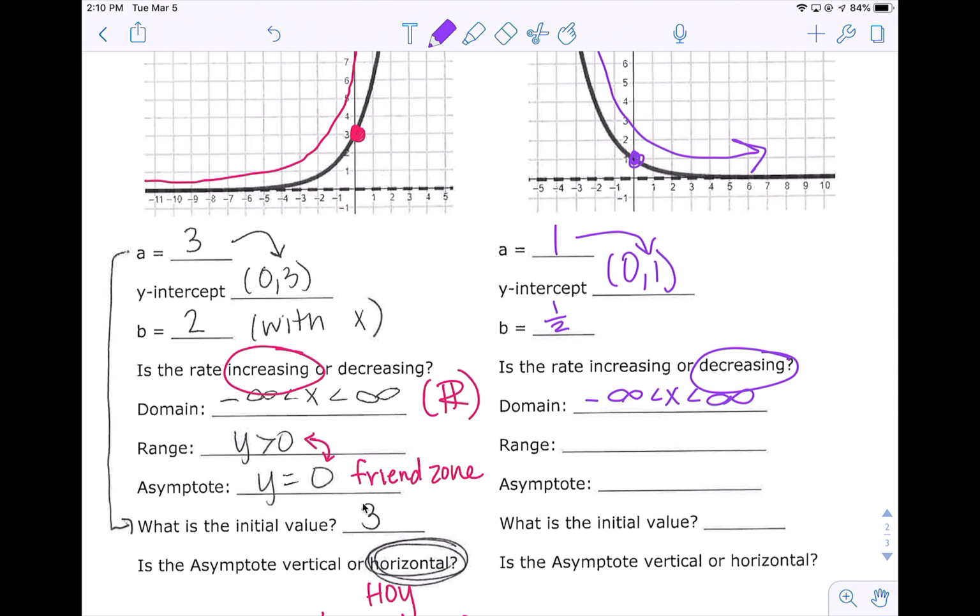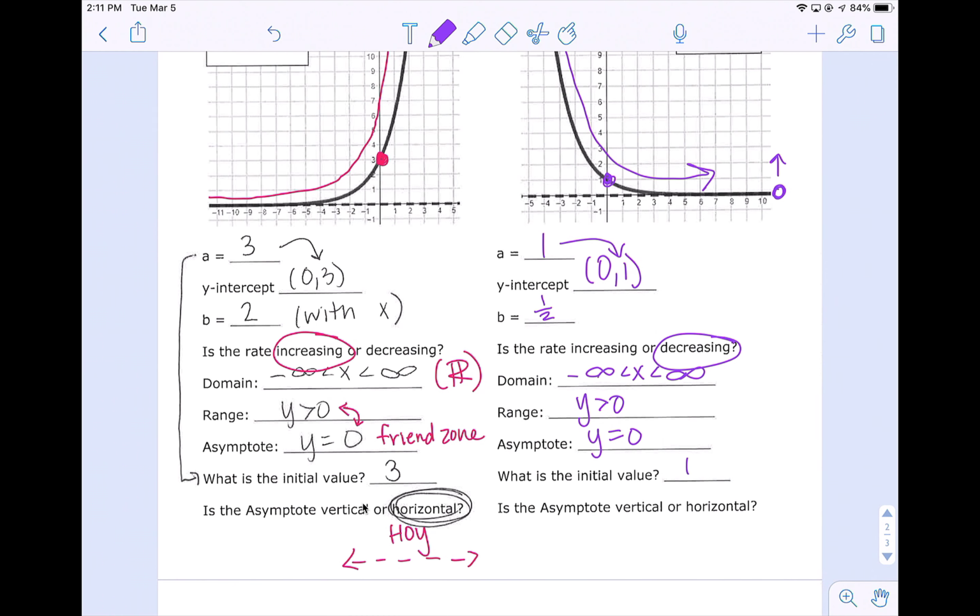And then my range, this gets really close to 0 and is going up, but remember it does not equal 0 because we have that asymptote, that friend zone, there. Okay. My initial value, a, is at 1, and the asymptote is always horizontal no matter what exponential problem you're looking at.